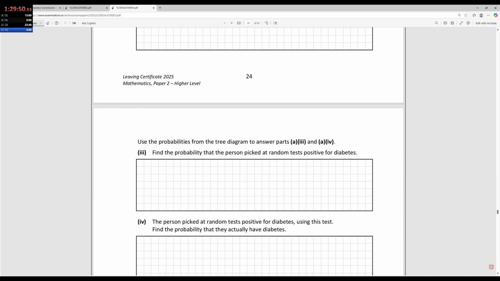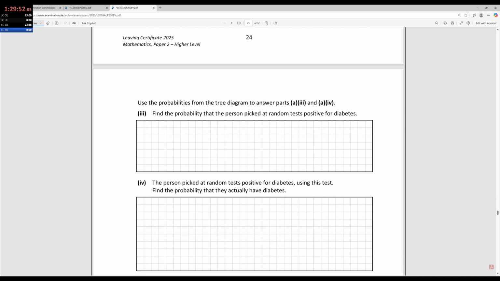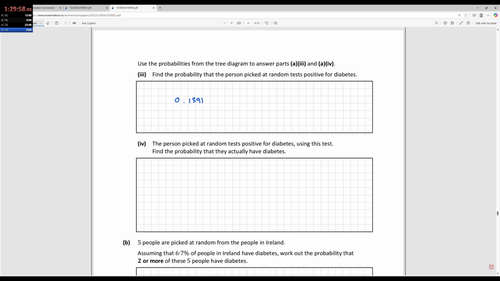So what are the odds you have diabetes given that you tested positive? 0.1391. The person picked at random tests positive. Using this test, find the probability they actually have diabetes. There we go. Probability you have diabetes given you get a positive test.